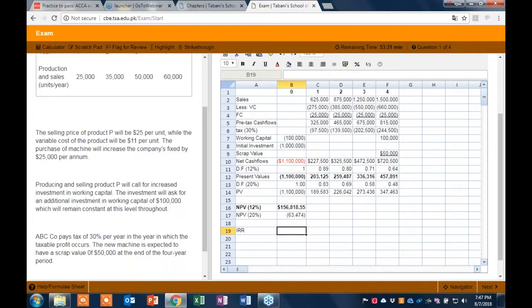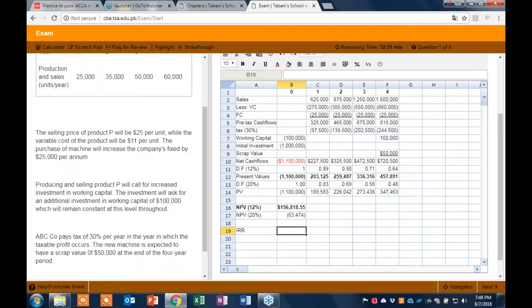25%. Are you sure? We've already got a negative NPV at 20%. So how can we have a zero NPV at 25%? Remember, your IRR will be between 12 and 20%. It can't be more than 20%, because at a rate of more than 20%, the NPV will be further negative. It can't be zero, and it should be between 12 and 20%. Okay, so we've got enough answers.